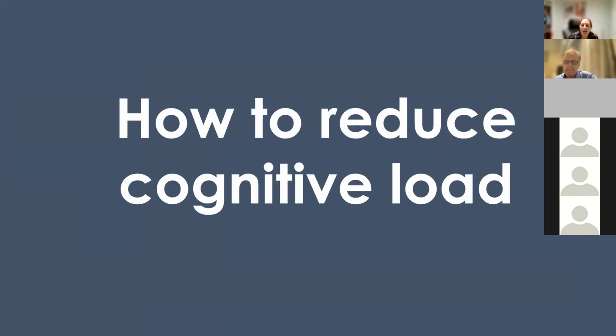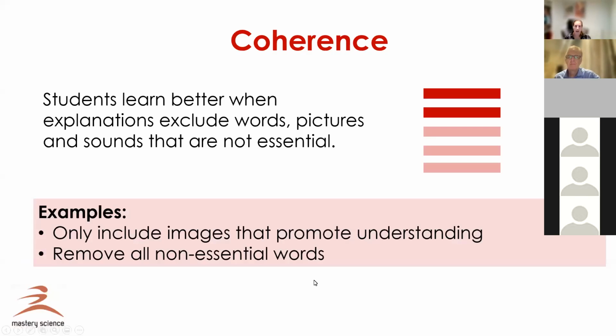Yeah, okay, great. So I'm going to go through looking at these different principles and actually looking at examples of where you may see them being done well or not so well in the kind of resources you might be using in the classroom. So if you first look at the principles on how to reduce the cognitive load, the first one we're going to look at is coherence. So basically students learn better when you cut out everything that's not essential. So words, pictures and sounds. So we want to be including images that promote understanding only.